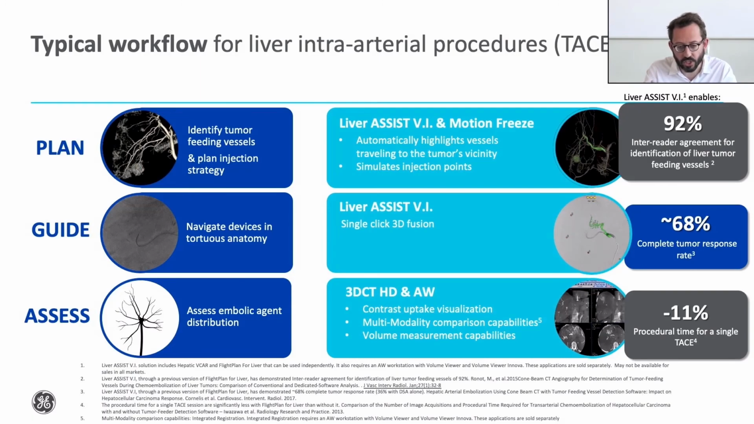And at each step of this procedure, you see that Liver ASSIST V.I, motion freeze, and the 3D high definition package will help you because you will, as I showed you, identify more tumors, more feeders, and be more confident when you navigate through them. You will compensate for the movement of the patient, so you will use the 3D images more frequently. And at the end, it's very nice to see that you're more confident and the team is more satisfied, but also the patient will benefit from that because the treatment is likely to be more efficient and less toxic for them.